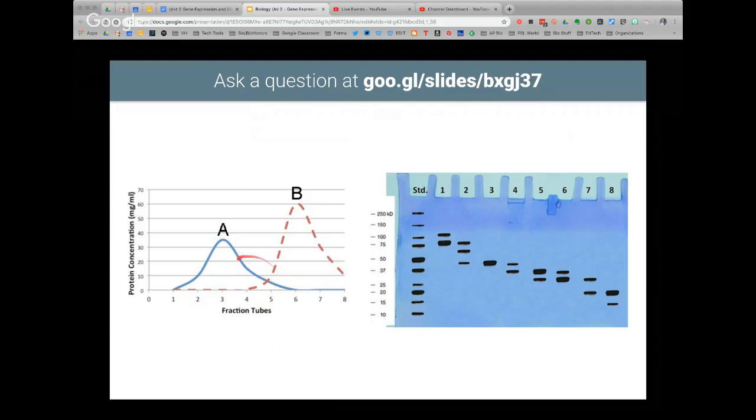If you're looking at a gel, bigger proteins move slower, so this would be the biggest protein right here. This would represent the smallest protein right here. But hopefully that answers your question.